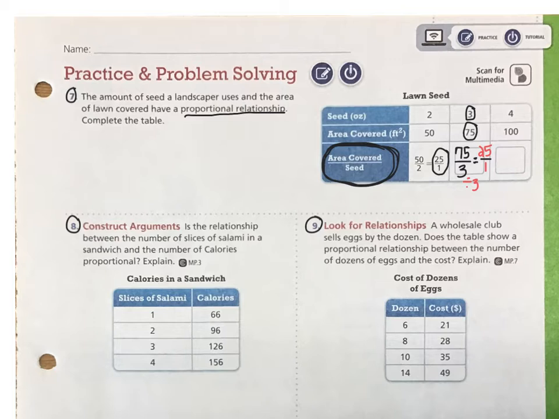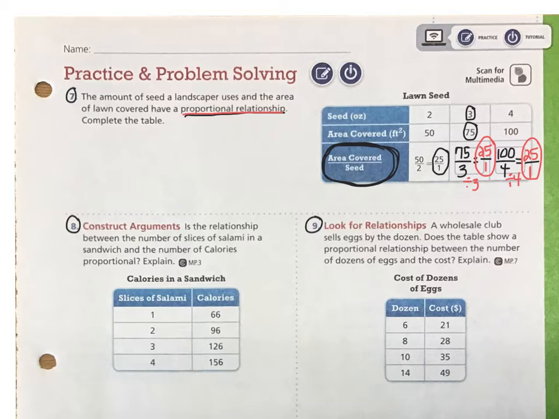The last ratio from the table is 4 ounces for 100 square feet. So our ratio is 100 to 4, which provides for us a unit rate. When we divide both parts by 4, we get a unit rate of 25 to 1. So we can tell that this does indeed form that proportional relationship because all 3 ratios are equivalent to the unit rate 25 to 1.